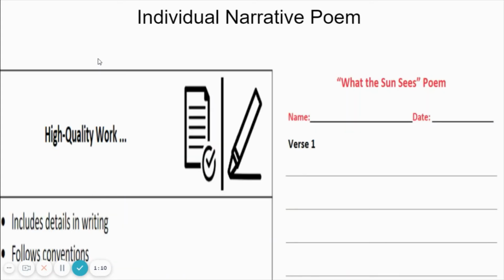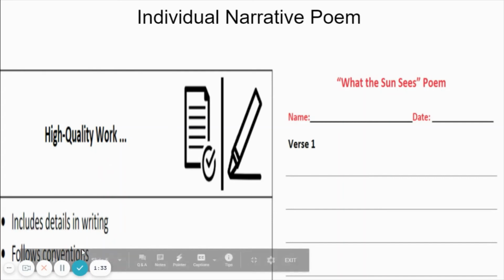Later in the unit, students will begin the Unit 3 assessment, in which they plan and write their own individual narrative poem, What the Sun Sees. This assessment is split into 3 lessons. Students will write each of the 3 verses. A final performance task will allow students to revise and edit their poems.